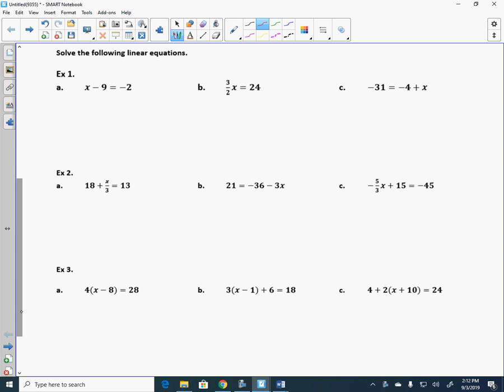First example, we add 9 to both sides. So x is equal to 7. If you want to check the answer, you go ahead, plug it in, and you should get the same result. Letter B is more challenging because there's a fraction. How do I get rid of the fraction?